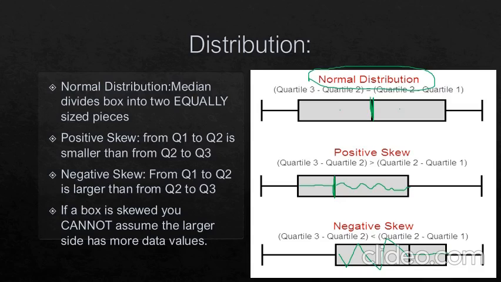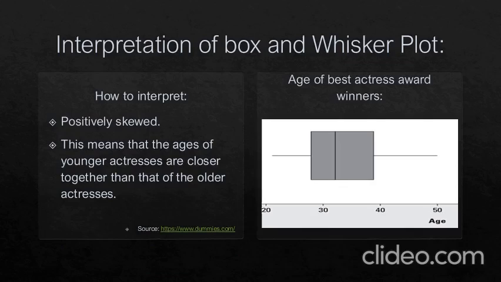Something that is very important is if a box is skewed, you cannot assume that the larger side has more data values. This is very important because each one of these different parts will be representing 25% of your data set. So let's quickly look at one example before we give you a chance to practice. First of all, the interpretation of box and whisker plots. If we look at the example we have in front of us, this is about the age of the Best Actress Award winners. So let's quickly go.